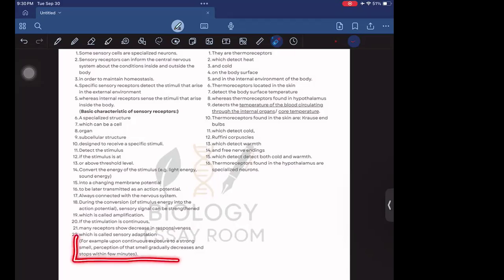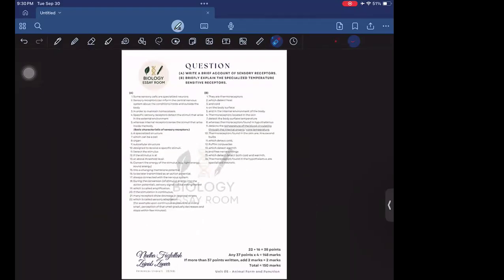So this example is also not a must. For example, if there is continuous exposure to a strong smell, the perception of that smell will gradually decrease and stop within a few minutes. So whatever is in the brackets is not compulsory. Okay. If you have written the points of specialized cell before in the notes, we have already written that first, and then again in the basic characteristics we wrote it again, right? It's fine. You won't go wrong. You won't be getting extra marks. You will be awarded marks only once.